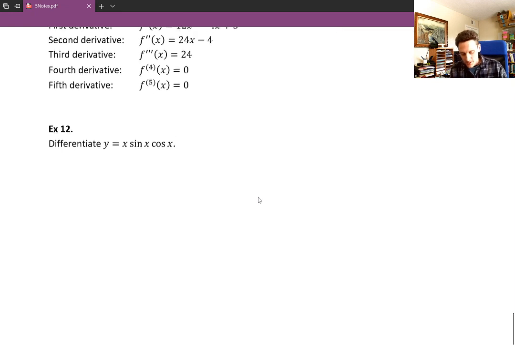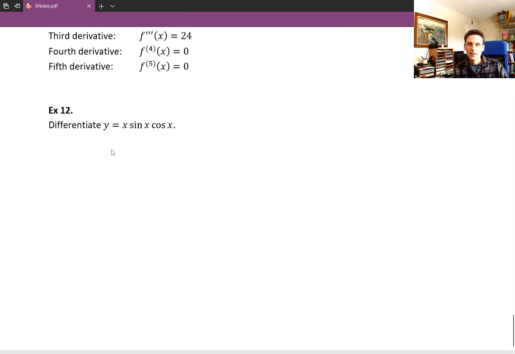Now the last thing I wanted to cover here is example 12, which is going to seem at least a little bit tricky at first, but we're going to take it step by step. Here we have y equals x times sine x times cosine x. It's a little bit tricky because with the product rule, we only had 2 functions that were multiplied together. So how do we handle it when there are 3 functions multiplied together? Well, you can take it step by step.